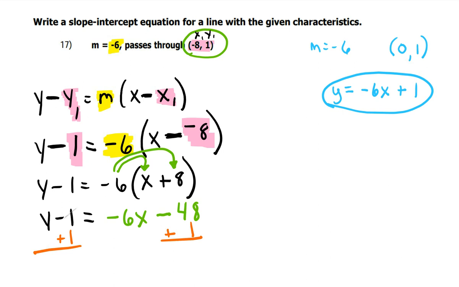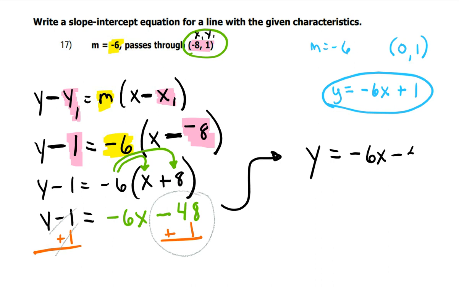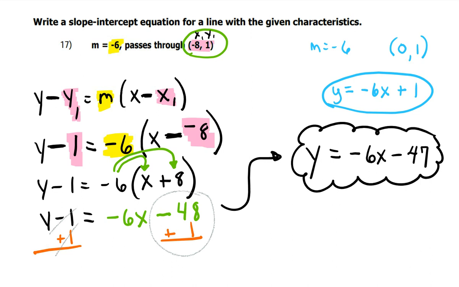On the left, a -1 and a +1 cancel each other out. I'm running out of room, so I'm coming over here. So on the left side of the equal sign, the y is all that's left. And then on the right side, I put the +1 underneath the -48 because they're like terms. I cannot combine those with the -6x, so he's just -6x. But the -48 plus a +1 is a -47, and this is your final answer.